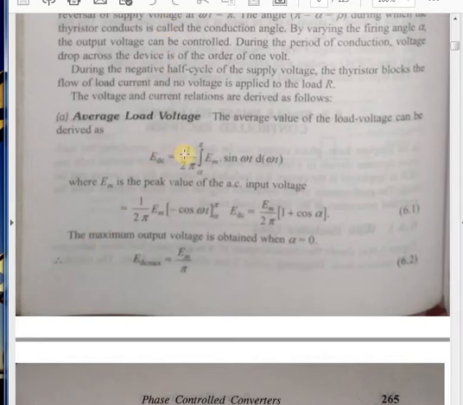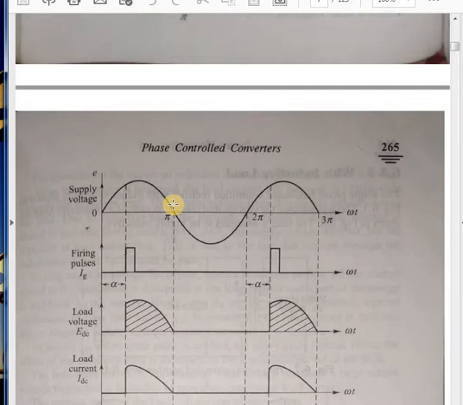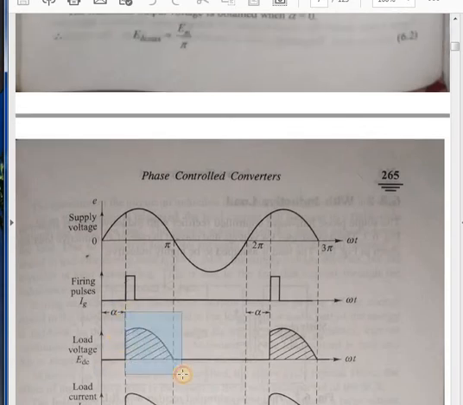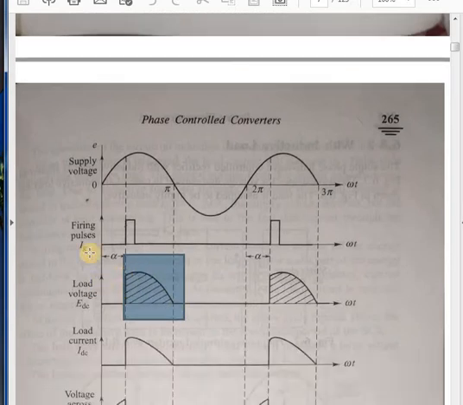Average load voltage is calculated by considering the full cycle, that is 1 by 2 pi integral from alpha to pi of Em sin omega t. We are considering from alpha to pi because it is only conducting for the positive half cycle. For the negative half cycle, it won't be conducting. So that's the reason we are only conducting it for the positive half cycle. Okay, so here from alpha to pi it will be considered.